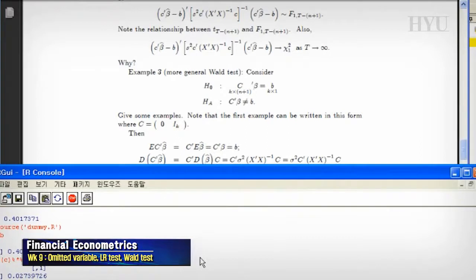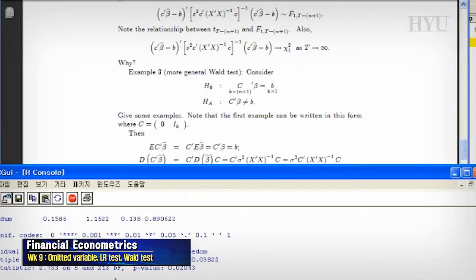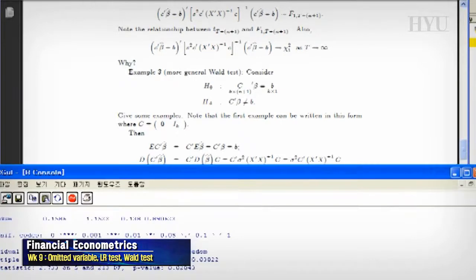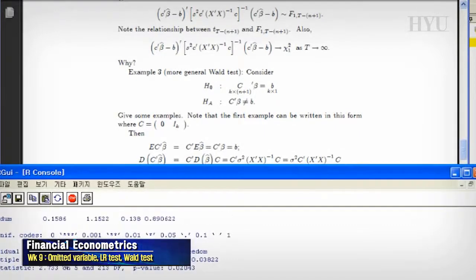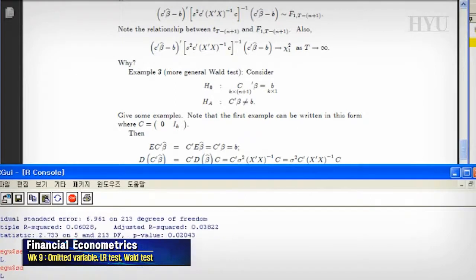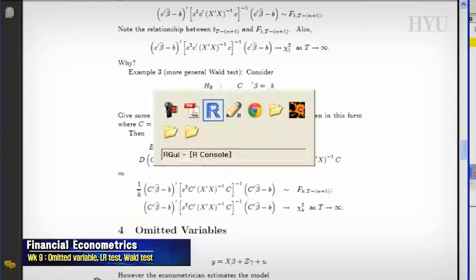I forgot. So residual standard error. I don't know how I can get it, but the standard error. No. RSD? Residual standard error. No. Okay.